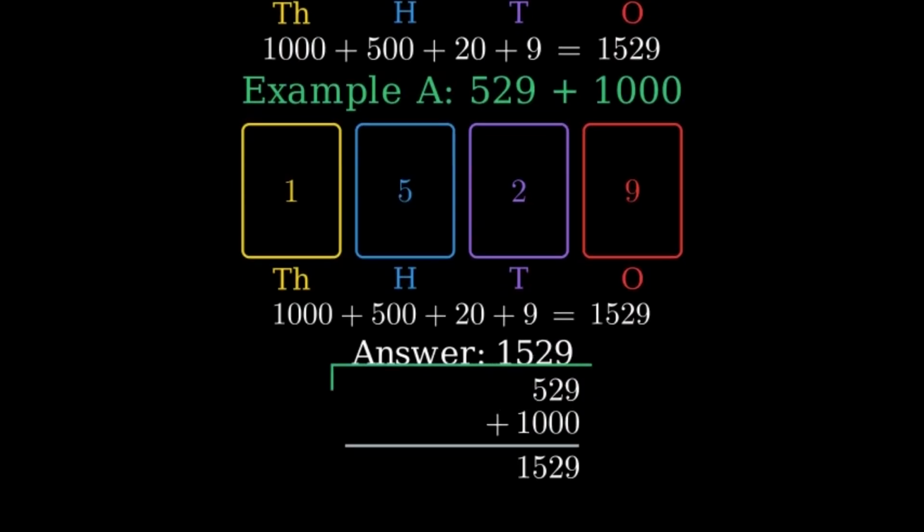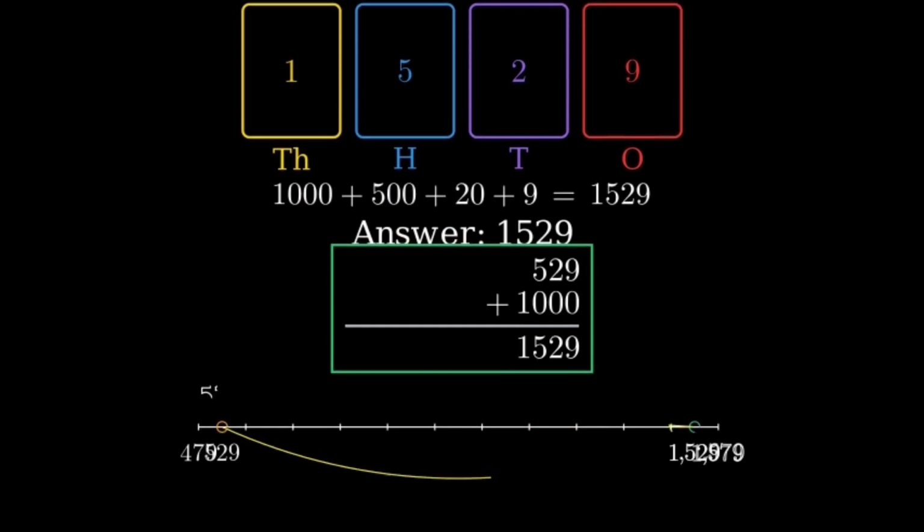Method 2, the standard vertical algorithm. We align the numbers by place value: ones under ones, tens under tens, hundreds under hundreds, and thousands under thousands. Starting at the ones column, 9 plus 0 is 9. In the tens column, 2 plus 0 is 2. In the hundreds column, 5 plus 0 is 5. In the thousands column, 0 plus 1 is 1. The result is 1,529.